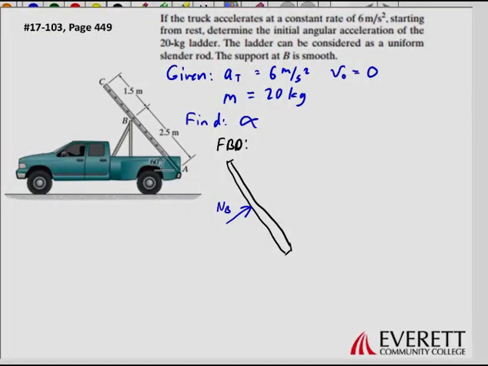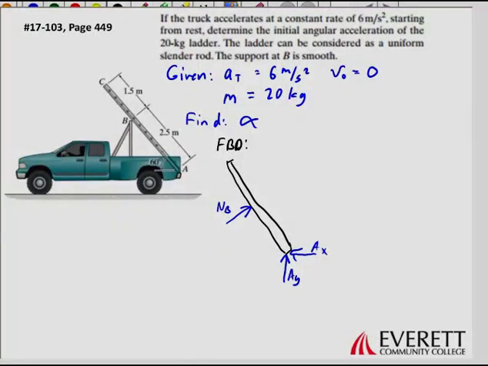Other places where this ladder touches something, well, at A, it's touching something. The floor of the truck bed is holding it in the Y direction, so I'll call that AY. And then the tailgate is holding it in the X direction. I'll call that AX. So we have what's equivalent to a pin support at A.